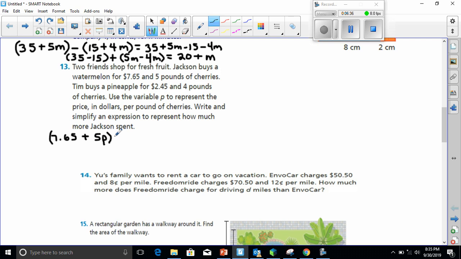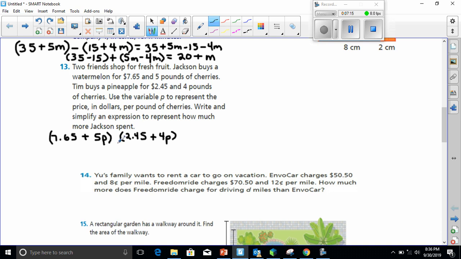And I'm going to be combining it with the expression 2.45 and 4 pounds of cherries. So that's plus 4 pounds of whatever that price is. And it says use the variable p to represent the price in dollars. We don't know what that price is per pound of cherries. Write and simplify an expression to represent how much more Jackson spent.